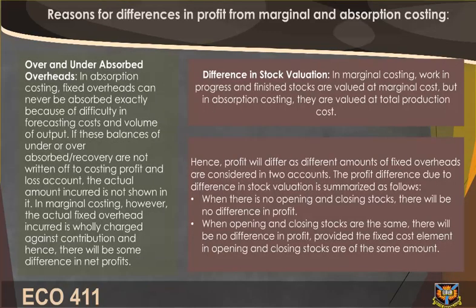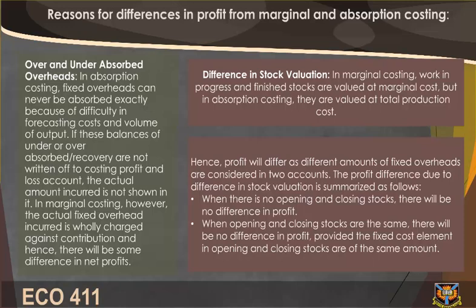Reasons for differences in profit from marginal and absorption costing. Over and under absorbed overheads. In absorption costing, fixed overheads can never be absorbed exactly because of difficulty in forecasting cost and volume of output. If these balances of under or over absorbed overheads are not written off to the costing profit and loss account, the actual amount incurred is not shown in it. In marginal costing, however, the actual fixed overhead incurred is wholly charged against contribution, and hence there will be some difference in net profit.